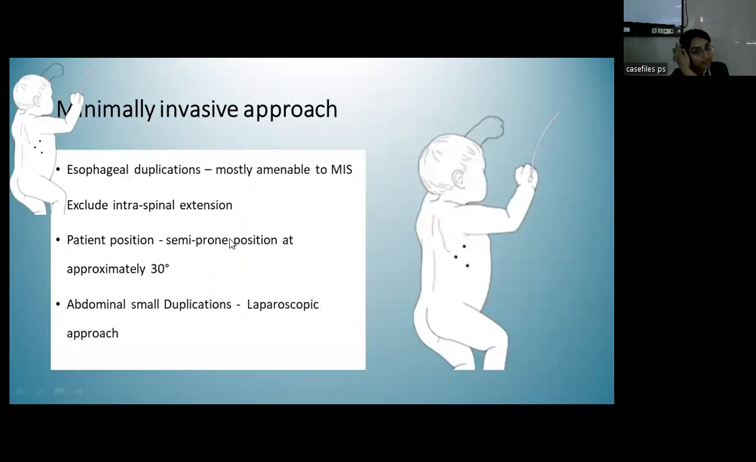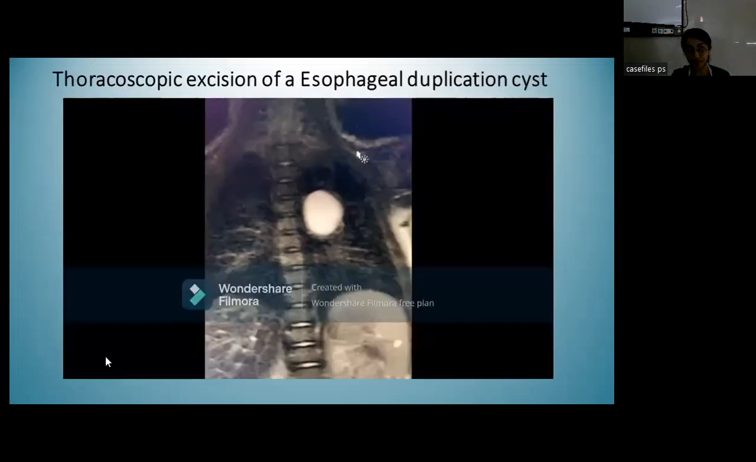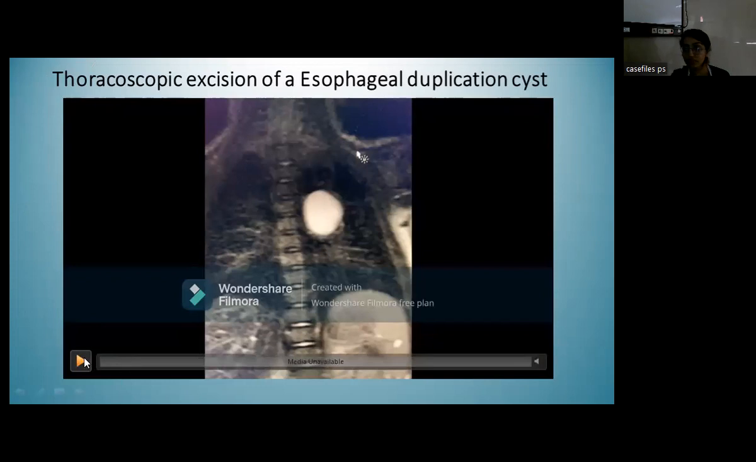Coming to minimally invasive surgery, thoracic duplications are most amenable to minimally invasive surgeries. We have to exclude intraspinal extension before going ahead with minimally invasive surgery in thoracic duplication cysts. Patient position is semi-prone at approximately 30 degrees. Abdominal and small bowel duplications can also be done by a laparoscopic assisted approach, in which we can bring out the duplicated cyst along with the bowel from the umbilical port, and then go ahead with resection and anastomosis. This is a small video of a thoracoscopic duplication being removed.